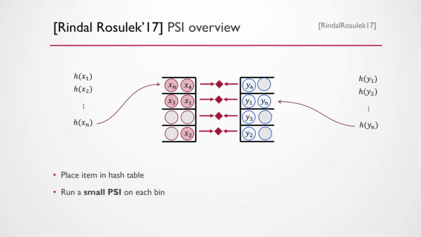So that's good. And so the final Rindal-Rosulek protocol is, you just hash to these bins and then run a smaller PSI within each bin. I'm not going to get into exactly how they do this, but the idea is that since it's a smaller number of items, you can do something more expensive, with quadratic complexity.